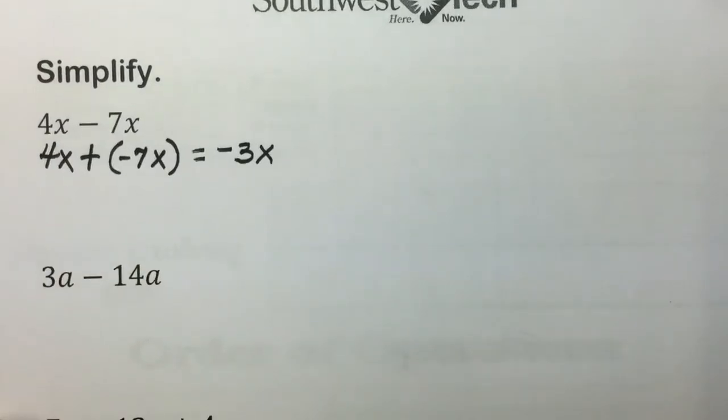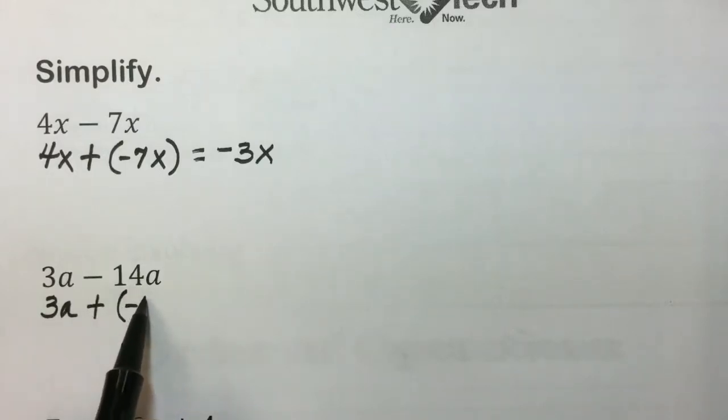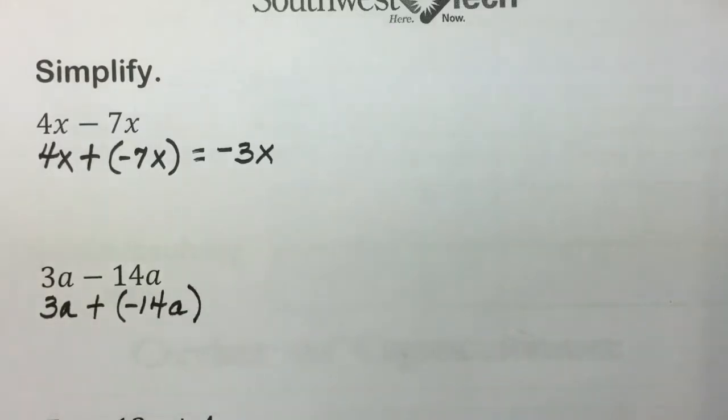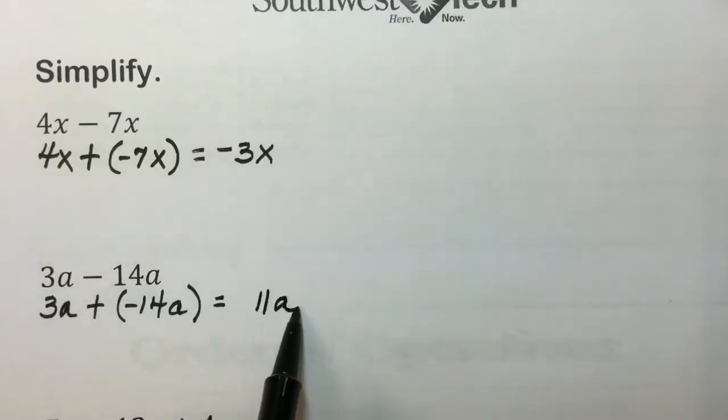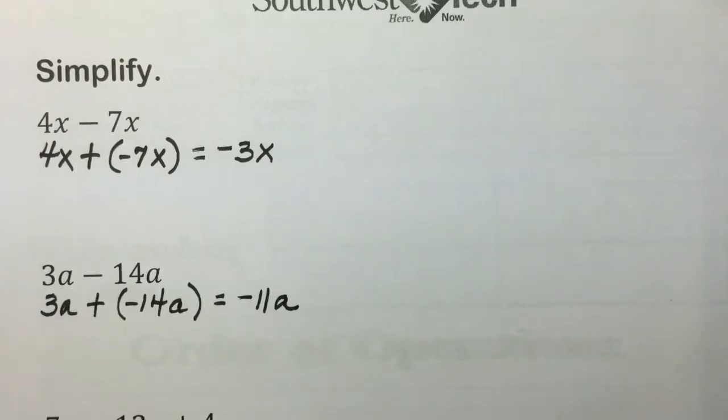Our answer then is negative 3x. Similar procedure in the next problem. These are similar terms. Replace the subtraction with addition of the opposite. We're now adding. Adding is always easier than subtraction. And if we look at these, we have different sign numbers. Take the absolute value of each, subtract. We get an 11a on the coefficient. And since the larger absolute value number is negative, our answer is negative.